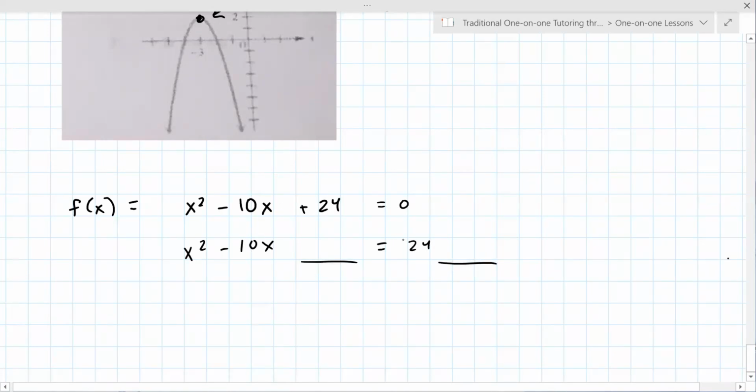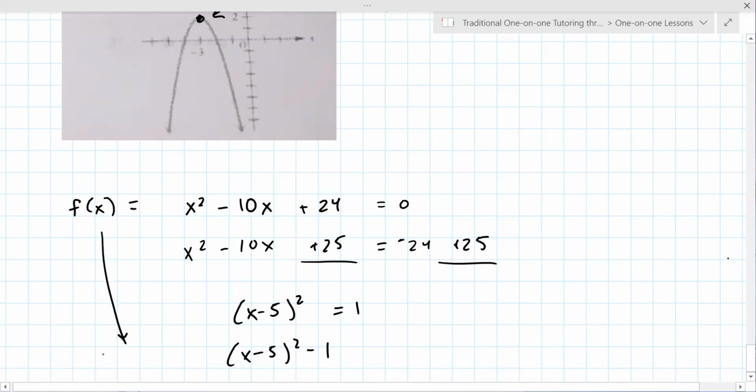I'm sorry, let me make that plus 24. So that's minus 24. So would it equal x minus 5 squared plus 1? Yes, exactly. So x minus 5 squared puts a 25 here, puts a 25 here, equals 1, and you bring it back over, and that's your f of x.